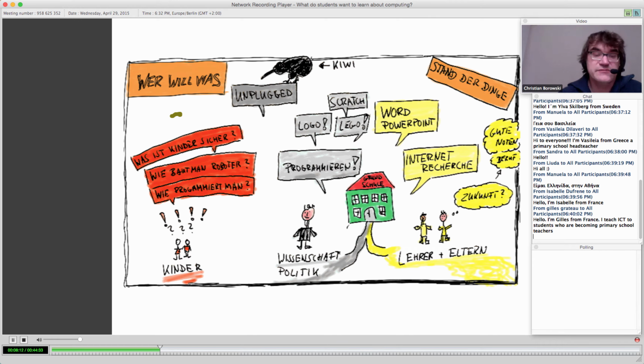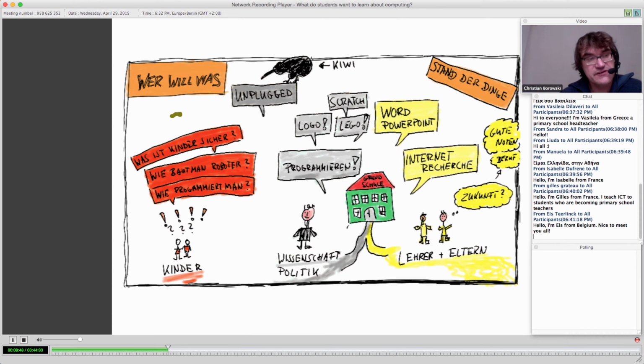And then we have the researchers and the politicians, and they may say programming is at the moment famous. In Germany, you should do programming at primary school. You can use Logo as a programming language, or you can use Lego things, or you can use Scratch. And Unplugged is a project that works without computers, so the pupils can learn something about informatics or computing without computers. They learn how things work.